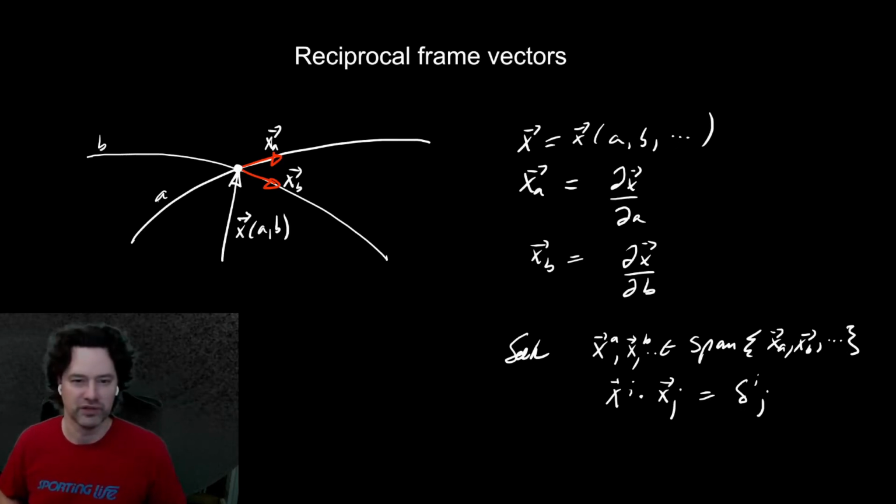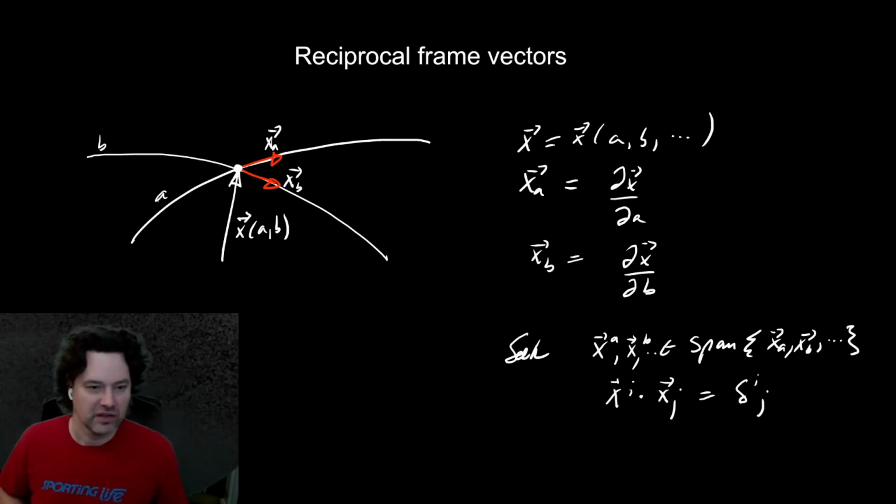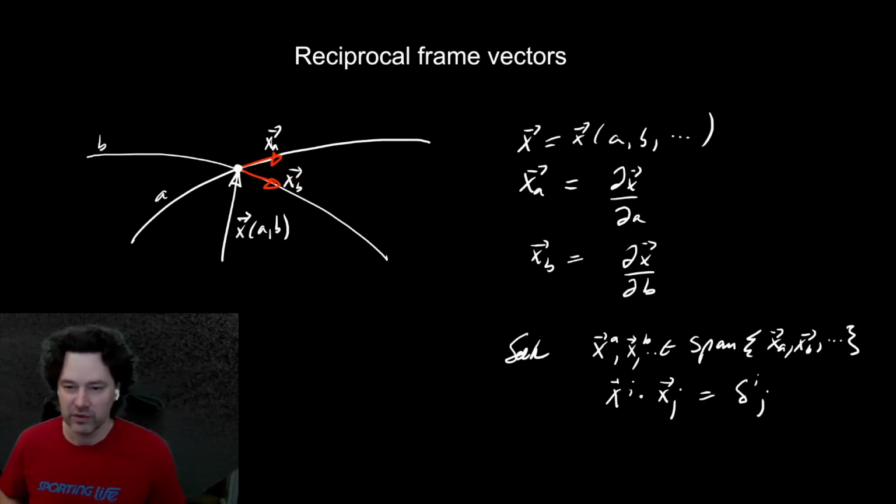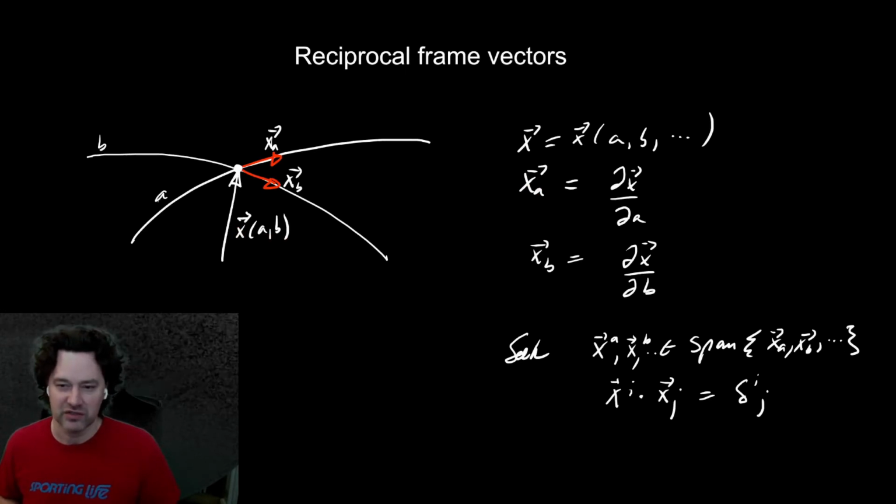In this video, we're going to talk about reciprocal frame vectors for curvilinear coordinates. In a parameterized space, where we have an A and B parameter, and there's some surface that's defined by that space, we can form the tangent vectors x sub A and x sub B, where x sub A is the derivative of the position vector x with respect to A, and x sub B is the derivative with respect to B of that position vector x.